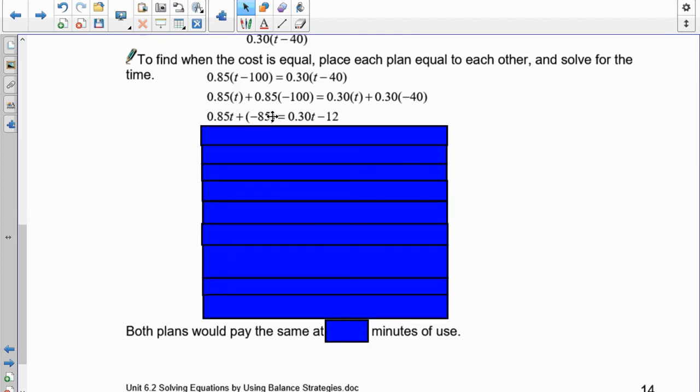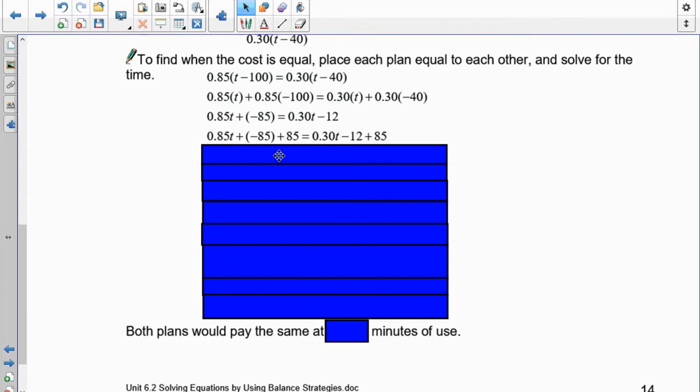Now, I've got the numbers here. I need to get the t's by itself. Remember, I want things to be positive. So since this is the largest t, I'm going to subtract 0.30t from both sides. Okay? I guess I started with the 85. Doesn't matter. We'll do it that way then. Okay, negative 85 and positive 85. If I add 85 here, I've got to add 85 there.